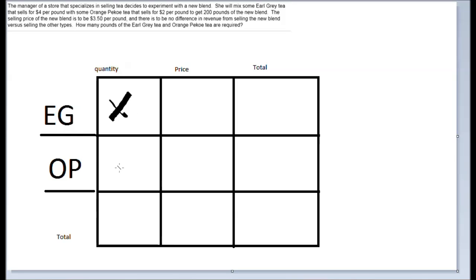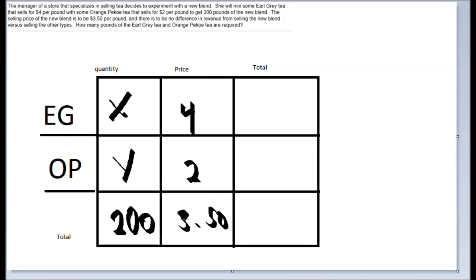And we don't know how much the orange Pekoe is, so we'll call that y. But we do know from the problem right about there, it says we're supposed to get 200 pounds of the tea when we're done, so that'll be 200. We do know the price of the Earl Grey. The Earl Grey sells for $4. The orange Pekoe sells for $2, and the new blend is to sell for $3.50.